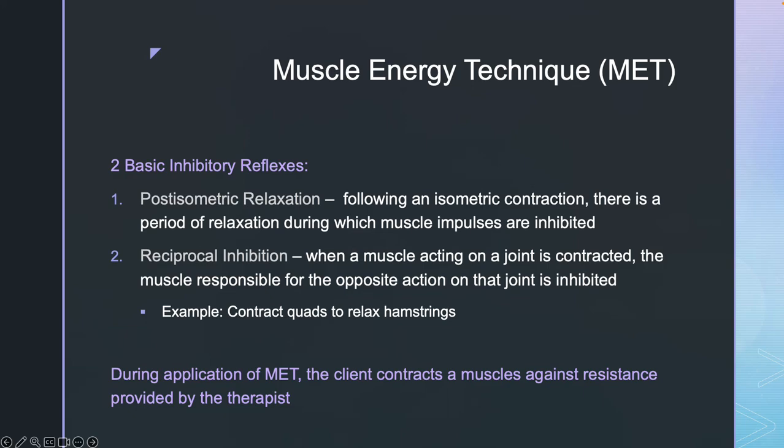Reciprocal inhibition is when a muscle acting on a joint is contracted, and the muscle responsible for the action opposite to that is then inhibited. What that means, I have a good example here. When you contract your quadriceps, the opposite muscles are going to relax. They cannot contract at the same time unless you're in an isometric exercise. So naturally, when one does one, the other does the opposite. So that is what your antagonist is.